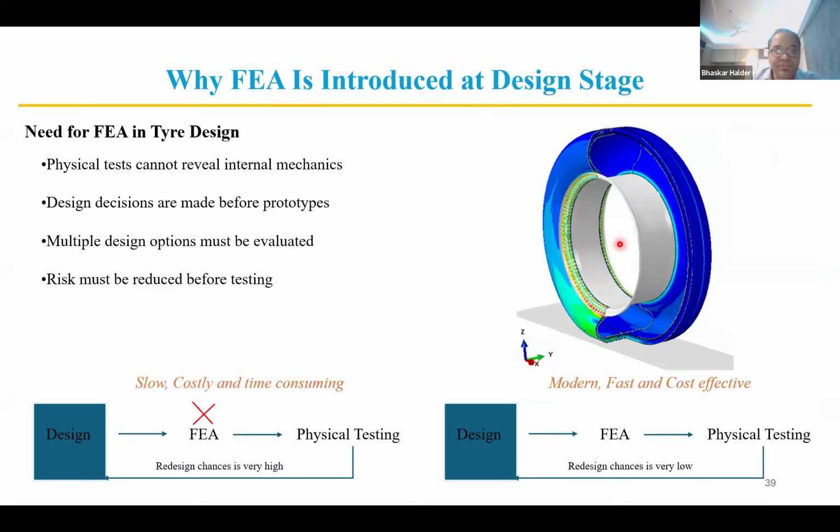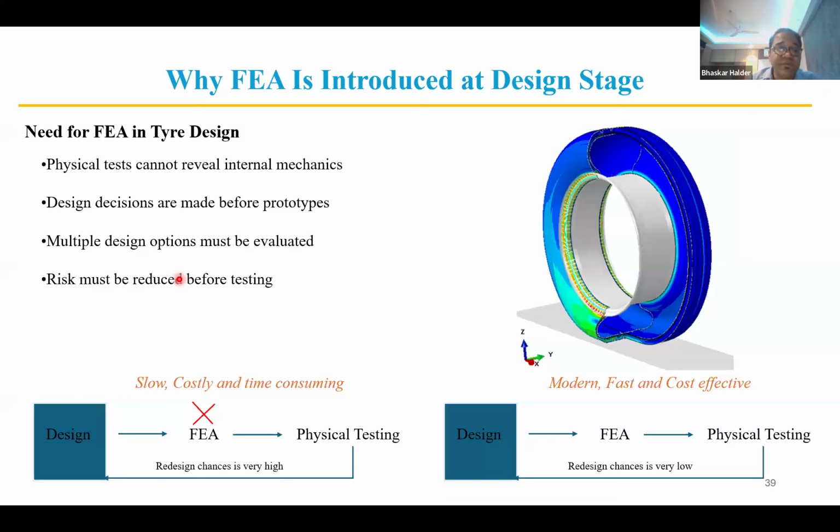So this is the thing that now I am coming to: why FEA is introduced into the design stage. Because physical tests cannot reveal internal mechanics. Design decisions are made before prototypes. Multiple design options must be evaluated. Risks must be reduced before the testing.